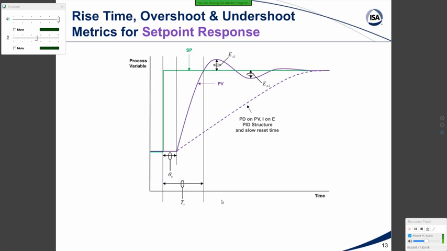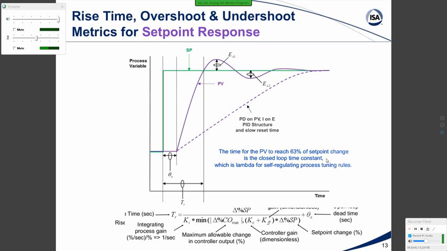Then we have the equation. Well, let's look at set point response. And here we're looking at how long it takes to get to set point, and whether there's an overshoot or whether there is an undershoot, and these can be, let's say, different objectives or different types of processes. The time to reach 63% of the set point change is the positive time constant, and that is a tuning parameter for Lambda tuning and also internal model control when we're using the self-regulating process tuning rules.